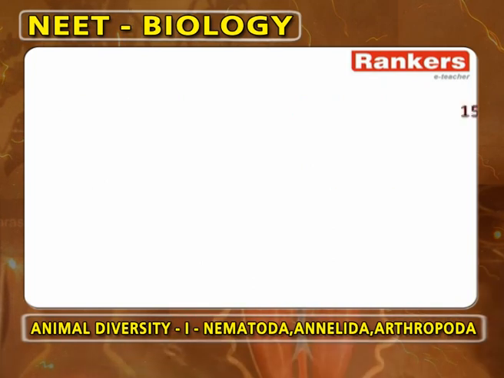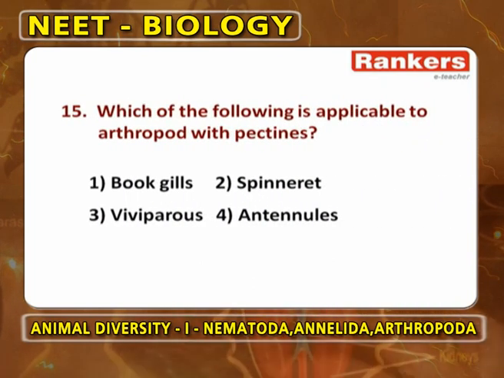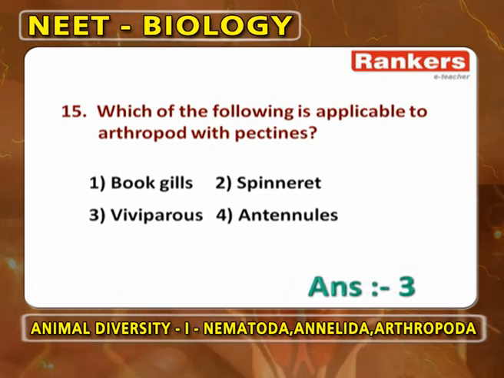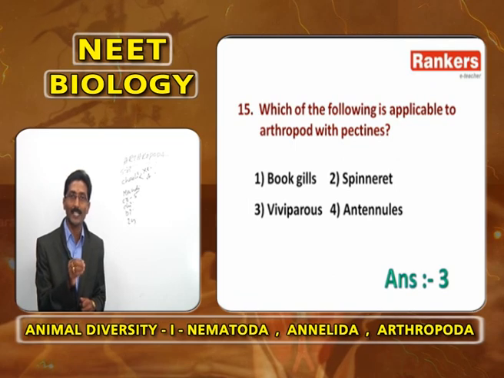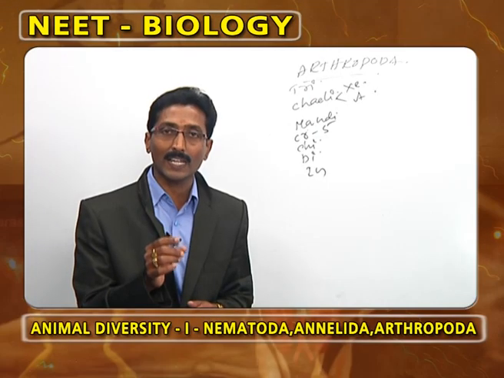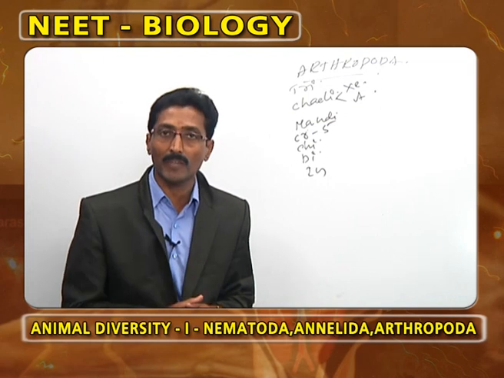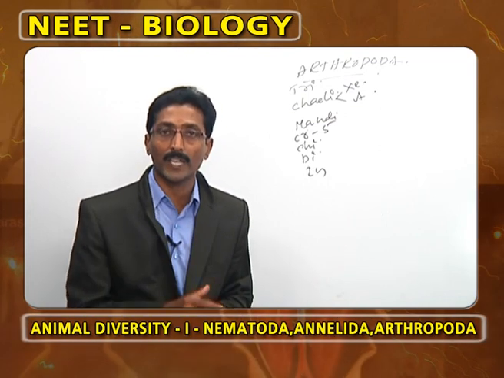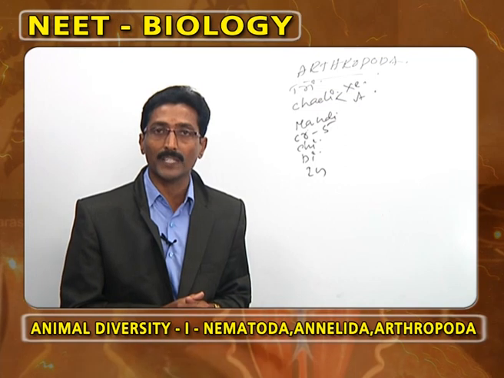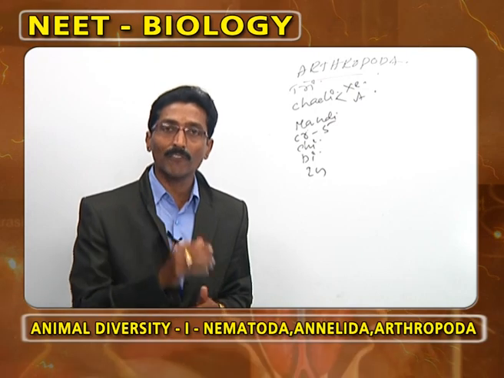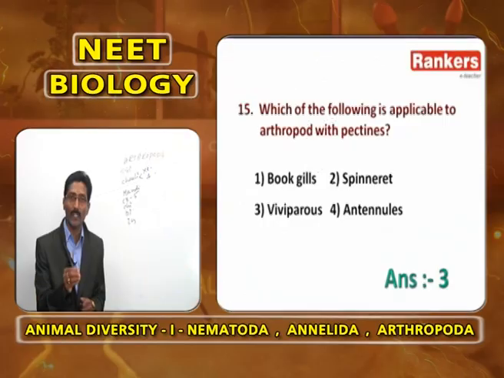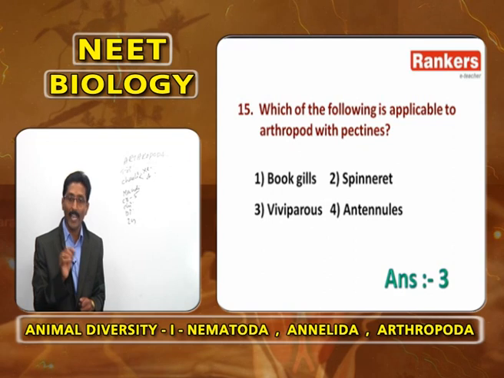Now the next question is, which of the following is applicable to Arthropoda with pectines? The answer is viviparous. We discussed this under the class Arachnida. In the class Arachnida, there is only one example of viviparous, the scorpion. In the body of the scorpion, the chelicerae and the pectines are present. What is the function of pectines? They help in food collection, and they also act as sense organs.